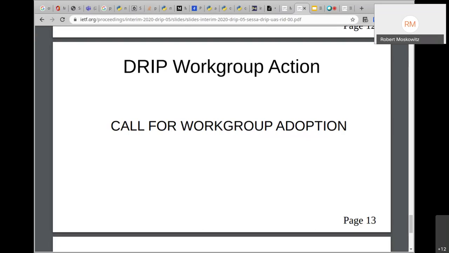So I'm just wondering how many people think this work is ready for adoption. You can put a plus one in the chat. And how many people are willing to review the document? I need reviewers, please. Okay. Anyone thinking it's not ready? I don't see anyone opposing that, so I will check that with my co-chair, and it's likely that we start a call for adoption very soon.